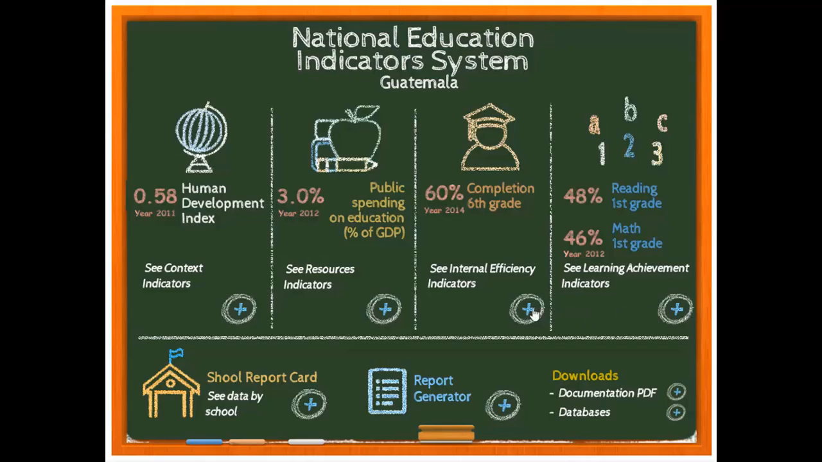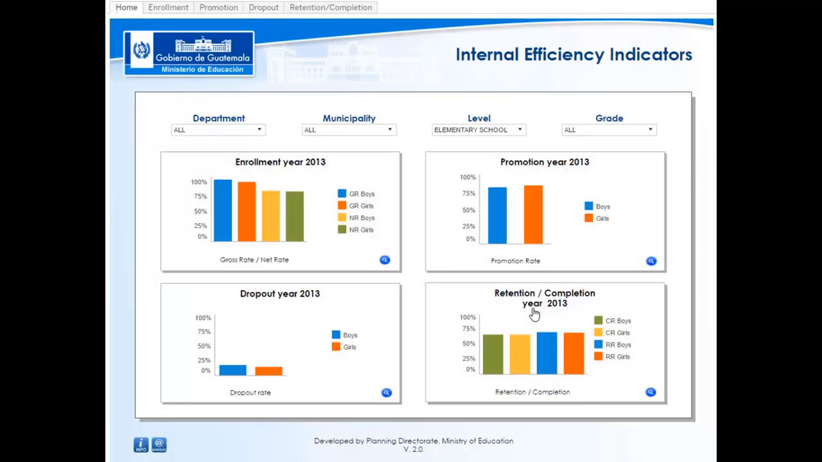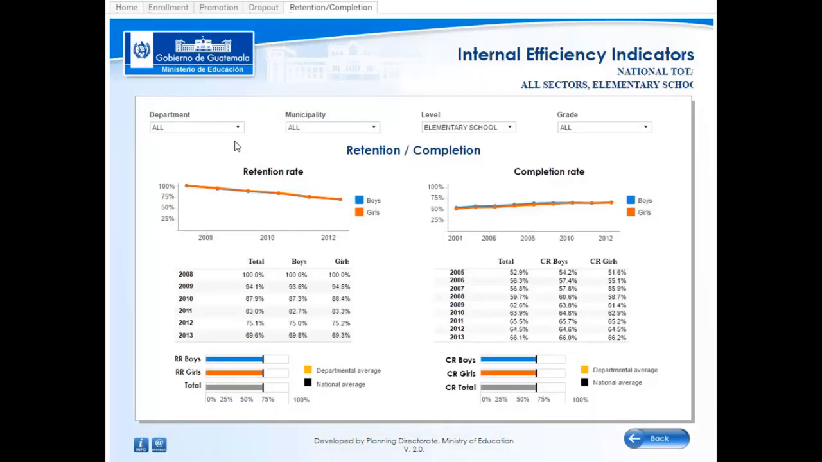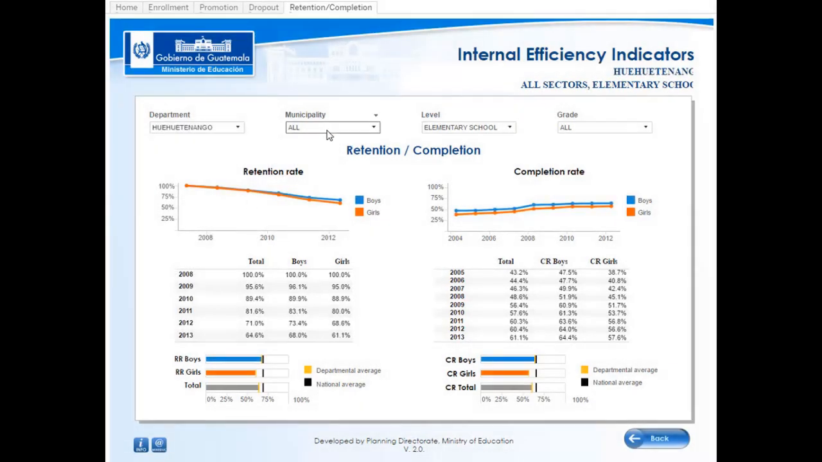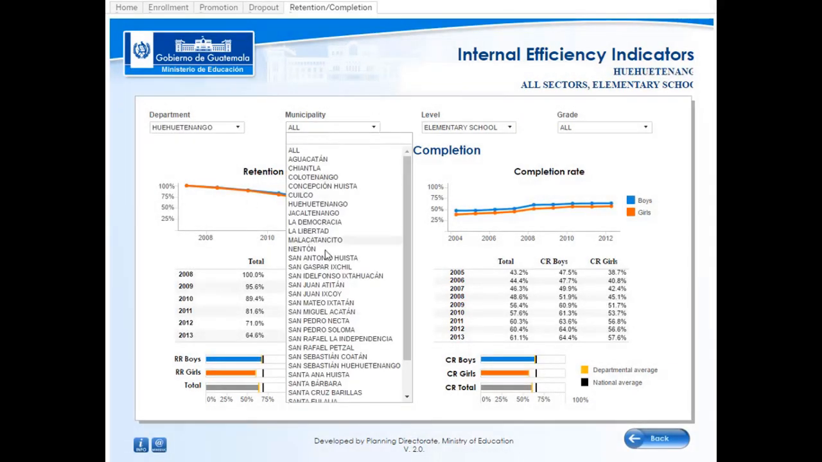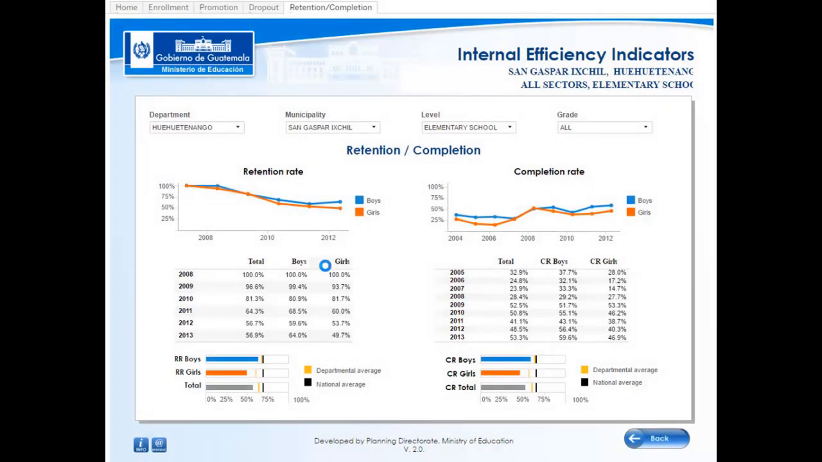If you click on one of those sections, then you can see, for instance, the internal efficiency indicators. There are the magnifying lenses that I mentioned. So we click on that and we have a breakdown. We have a timeline of 5 years of the specific indicator, but you can customize the information. Here we chose a department and municipality. So now we see the indicators for that specific municipality.